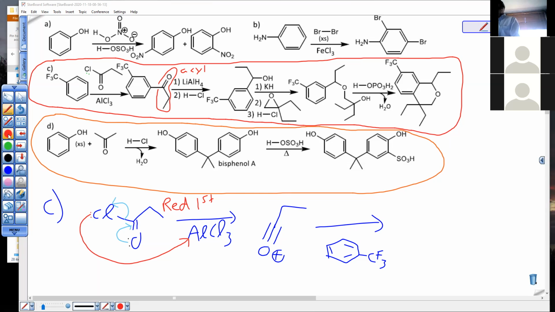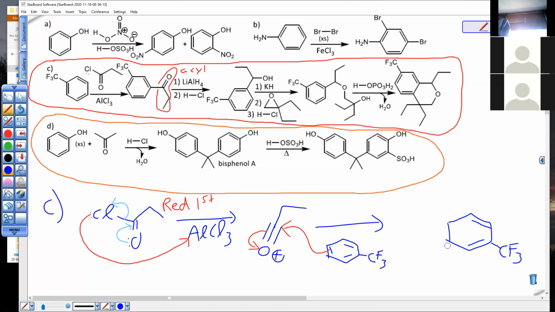So I need to pick one of the pi bonds that's attached to the meta position. So I can use this pi bond or this pi bond because that's meta as well. And I'll pick the one that's closer to my electrophile. And that's what happens here. And we generate what? We generate a ring species that's not aromatic anymore. We've lost our aromaticity.